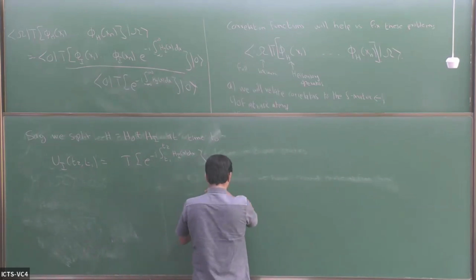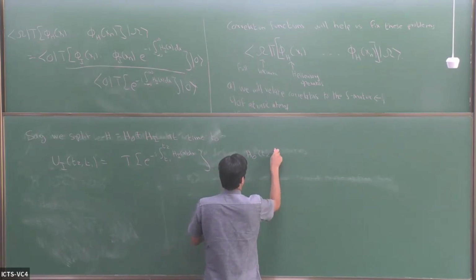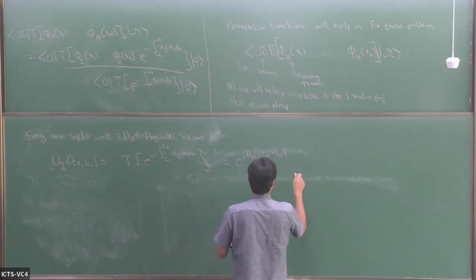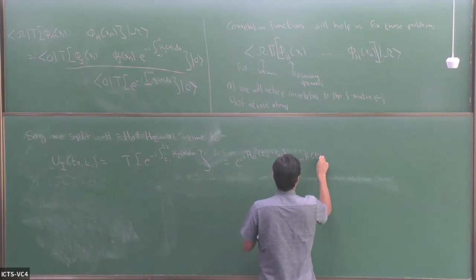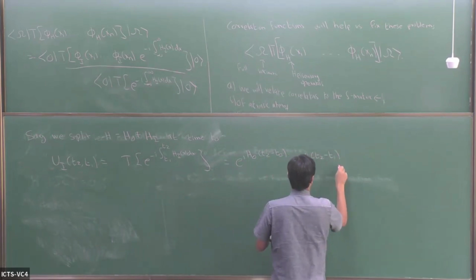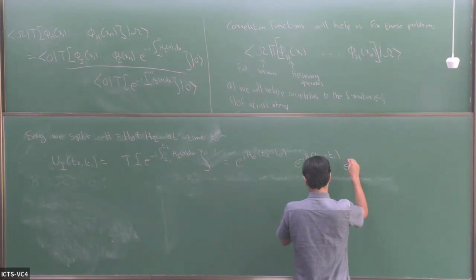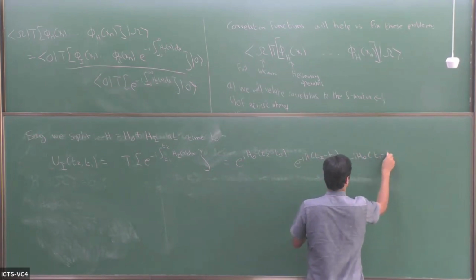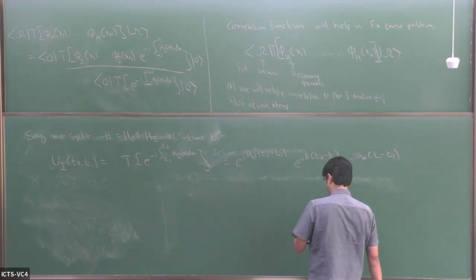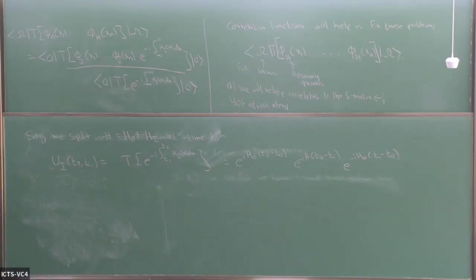It's equal to e to the i H0 (T2 minus T0), times e to the minus i H (T2 minus T1), times e to the minus i H0 (T1 minus T0). Okay. How do you know that this is correct?